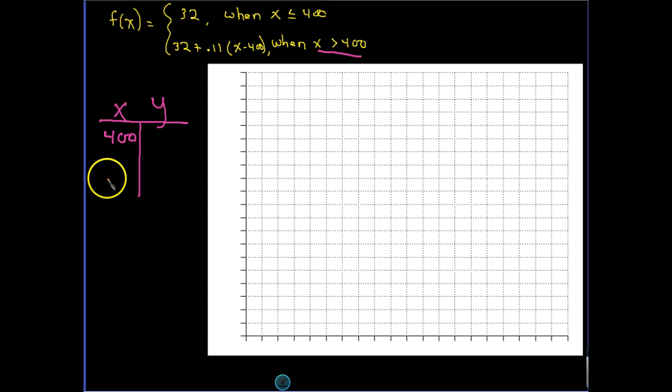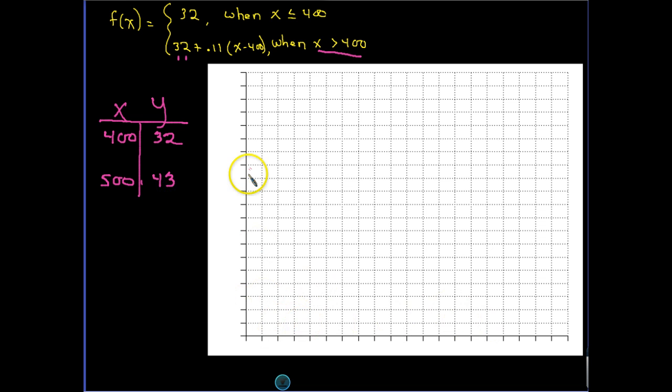And then let's pick another point. It doesn't matter, but usually we want to pick a point that's a little bit farther away so we can get a good line. We just need 2 points to make our line. Okay. So if we plug 400 into this equation, 400 minus 400 is 0. 0 times 0.11 is still 0. Plus 32 is 32. So that's pretty easy to figure out. Same thing with 500. If we plug 500 in for x, 500 minus 400 is 100. 11 cents times 100 is $11. And $11 plus 32 gives us 43. So it's as simple as that.